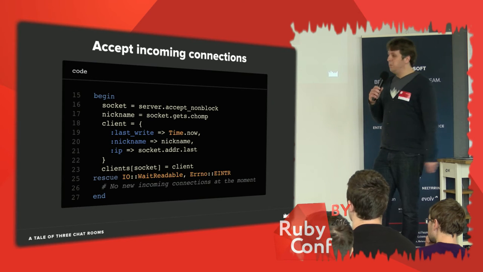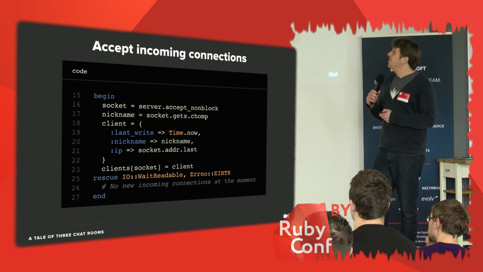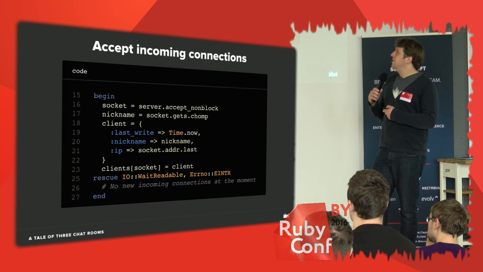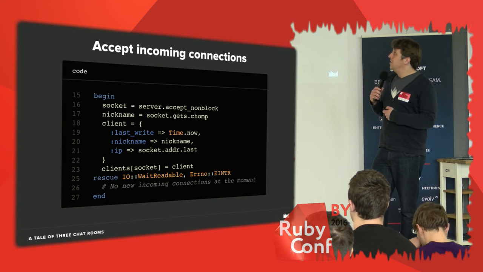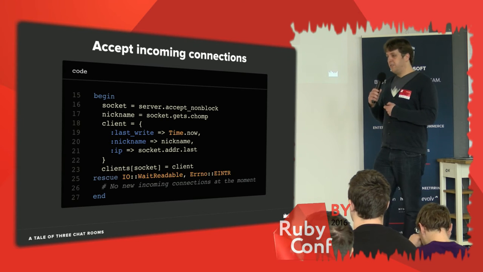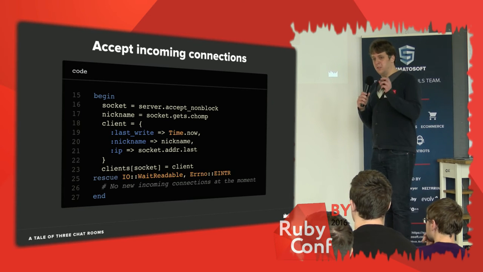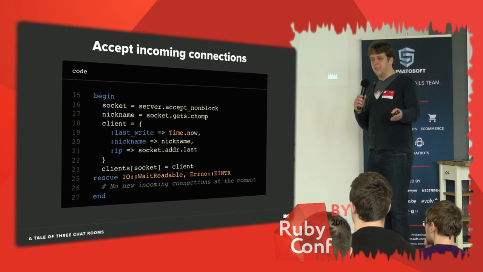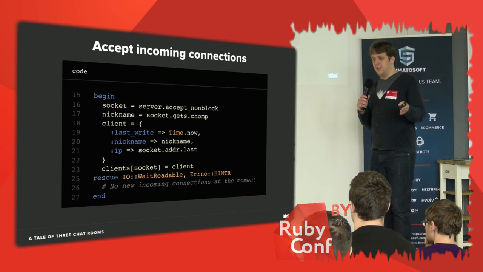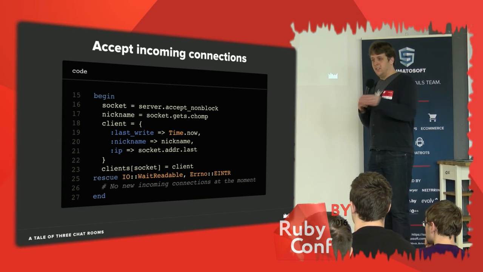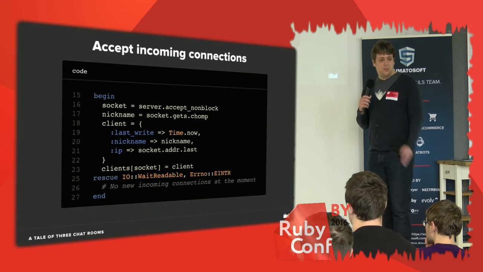So the first part of the loop looks like this. Again, it asks the server for a new connection, only this time we use a non-blocking version. This is in the Ruby standard library too. The difference between the normal accept and the non-blocking accept is that the normal accept will wait for a new connection to come in. So if you do server.accept and there's no client, and the client shows up 2 minutes later, you will basically be stuck there for 2 minutes.